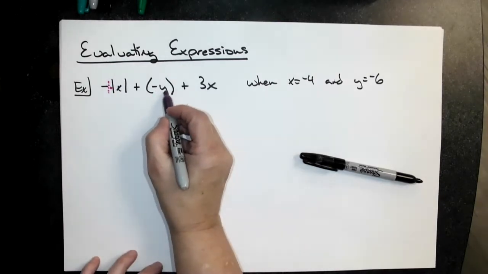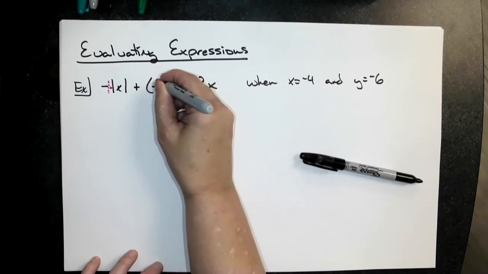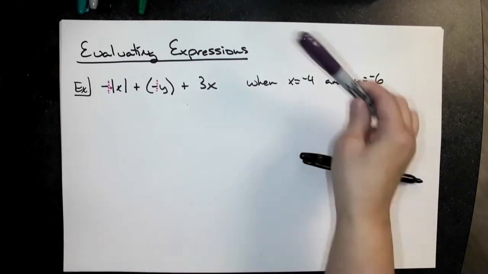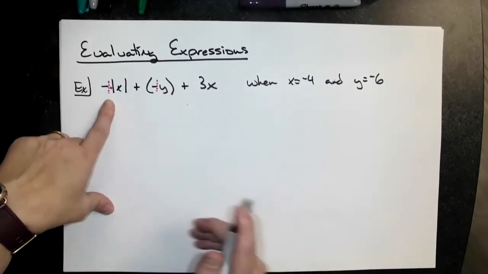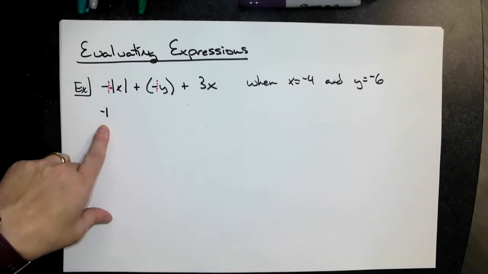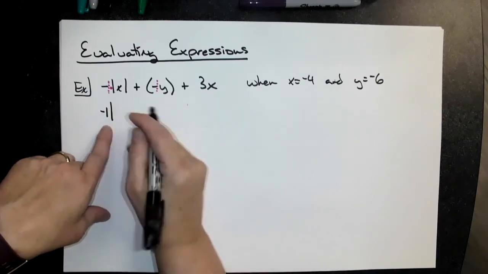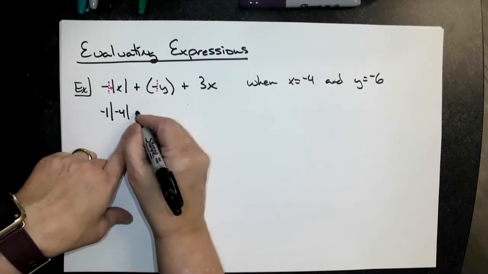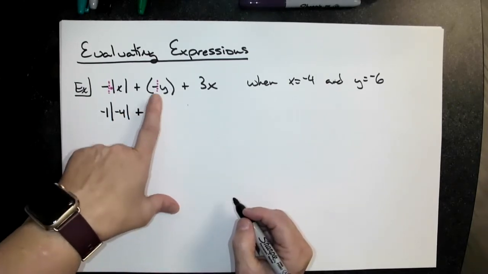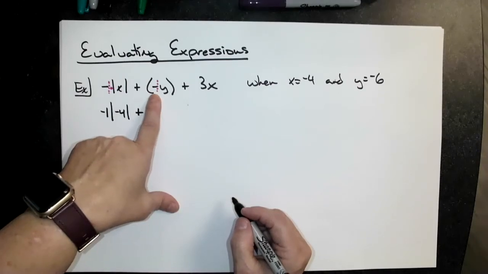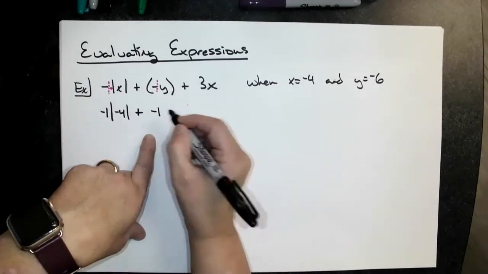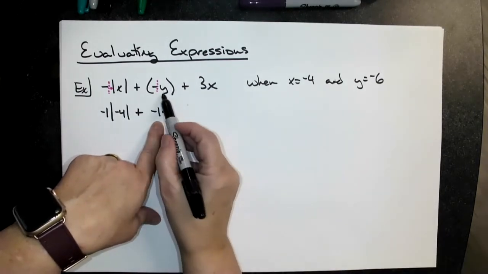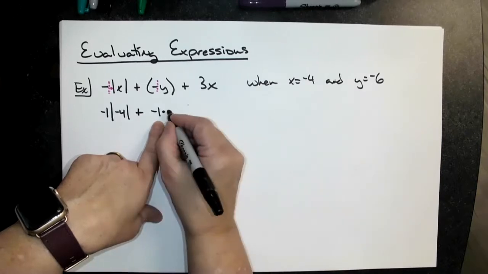Same thing here, this y is a variable. -1 is the coefficient, -1 times y. That helps some people remember. So let's do a -1. I'm going to actually put the ones in so you can see them. Absolute value, I'm going to replace the x with a -4. I'm going to go ahead and put a plus sign there. Inside these brackets is going to be a -1 times a y. So -1, I'm going to change it to a dot because that means multiplication as well. And my y is a -6.